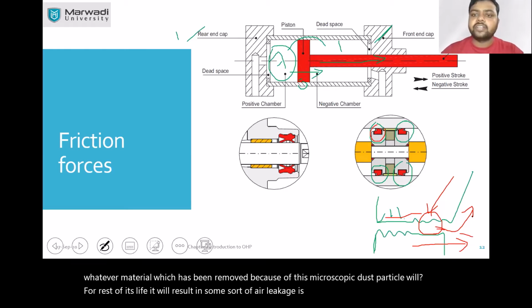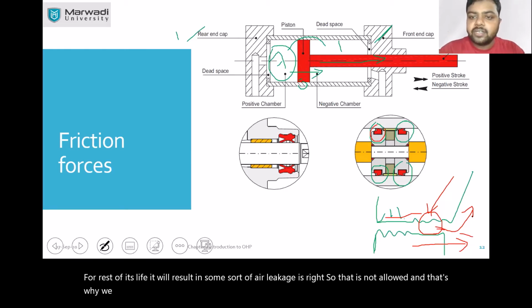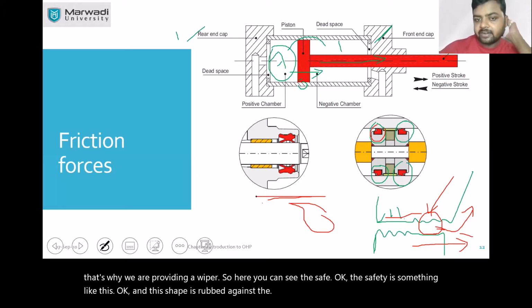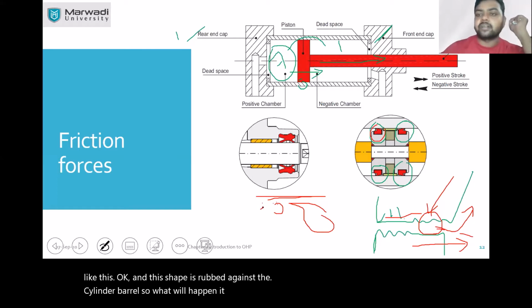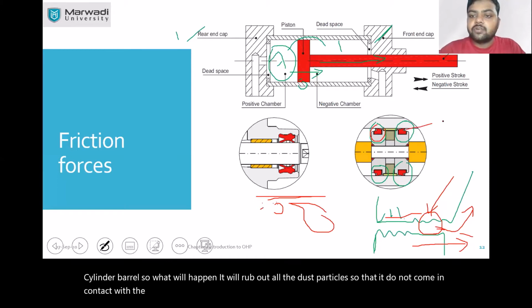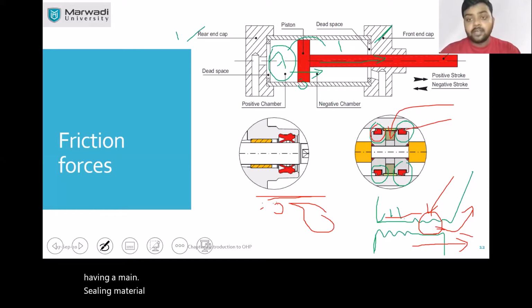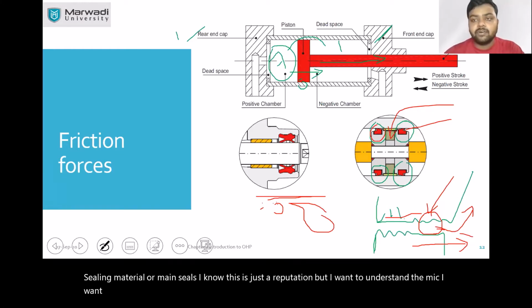So that is not allowed, and that's why we provide wipers. Here you can see the shape. The shape is something like this, and this shape is rubbed against the cylinder barrel. It will rub out all the dust particles so that they do not come in contact with the rubbing surfaces. These are known as the wipers, and in the center we have the main sealing material, or main seals. I know this is just a repetition, but I want you all to understand the mechanism of rubbing friction, so that you can always appreciate the importance of seals in pneumatic cylinders.